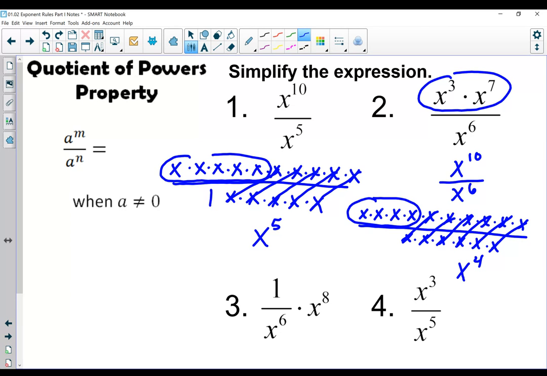So the way the quotient of powers property works is I can take those exponents and subtract them, m minus n. So if I have a to the m power divided by a to the nth power, I have a to the m minus n power. We always have to state something to make sure our denominator is not equal to 0. So here we say that a can't be equal to 0.